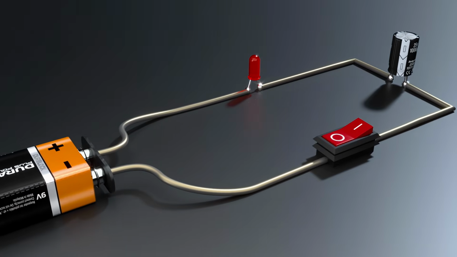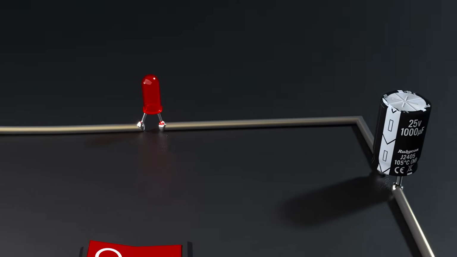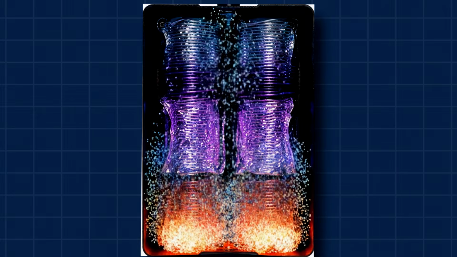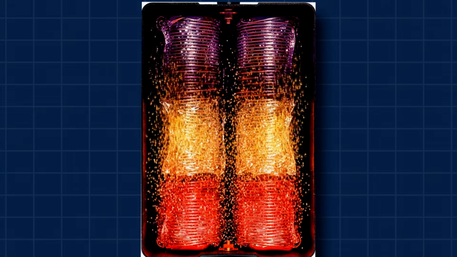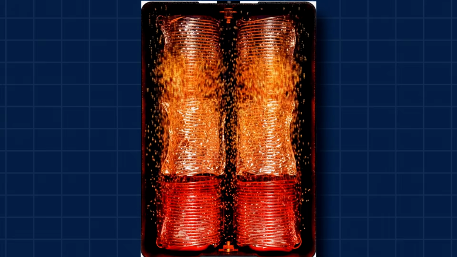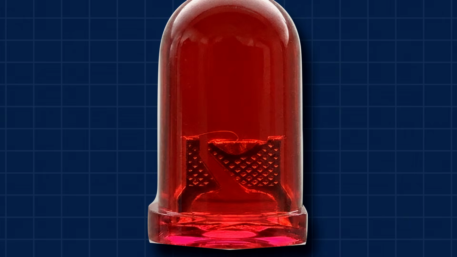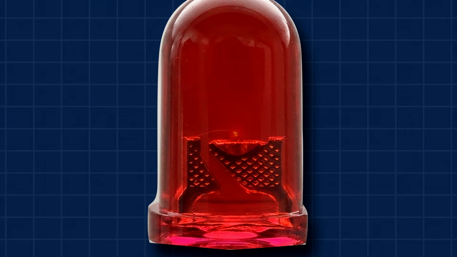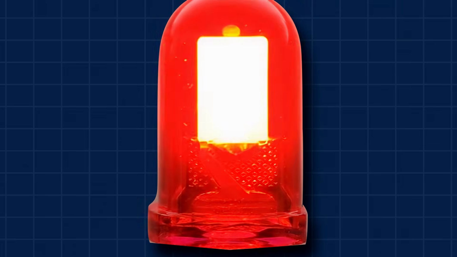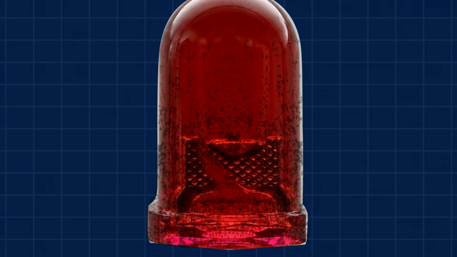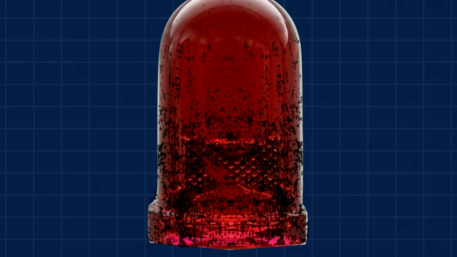When the switch is closed, the capacitor acts as a reservoir, trying to charge up almost instantly. It demands a massive surge of current. Because there is no resistor to slow this flow, Ohm's law is bypassed. The current isn't limited by resistance, so it shoots through the LED at maximum speed. The LED has no time to dissipate this heat. The internal junction overheats, the semiconductor breaks, and poof, the LED is destroyed in milliseconds.